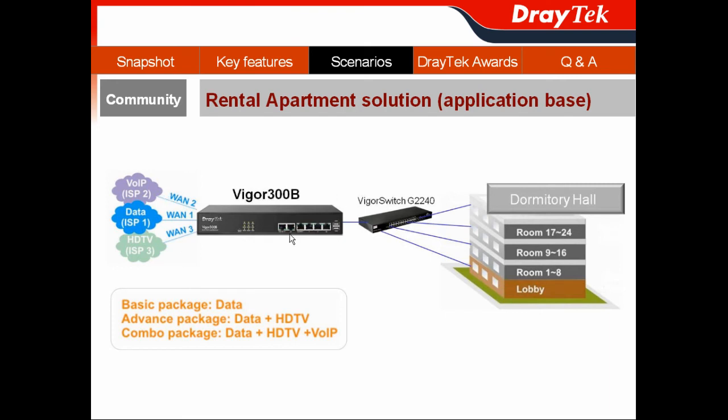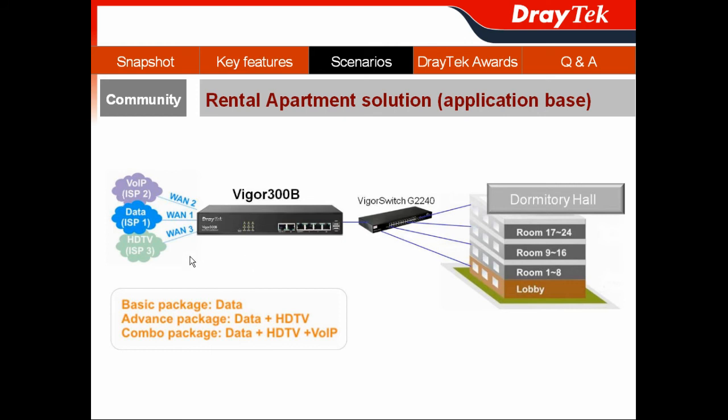Also, Vigor300B can be used in the community environment, especially for the rental apartment solution. Normally, in the rental apartment, the owner will offer free internet access, but still wants more money from the residents, in addition to the monthly rent.